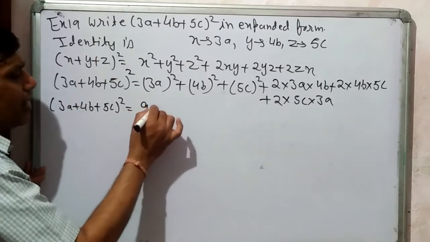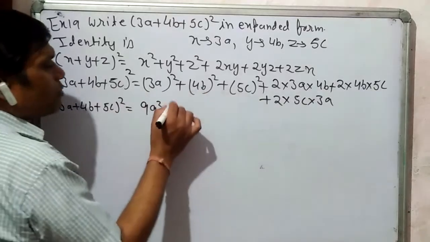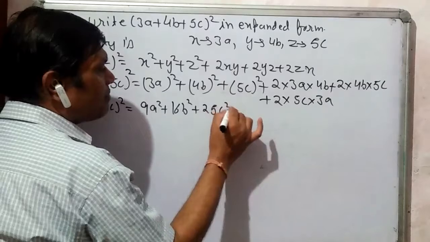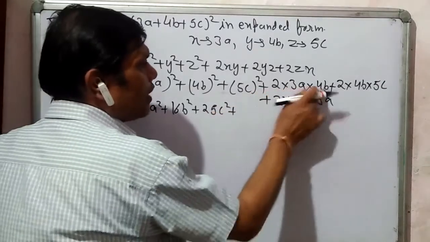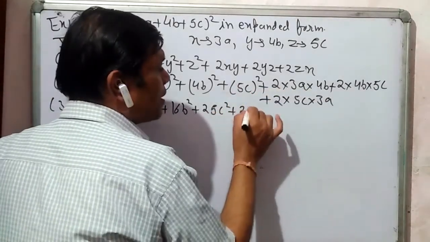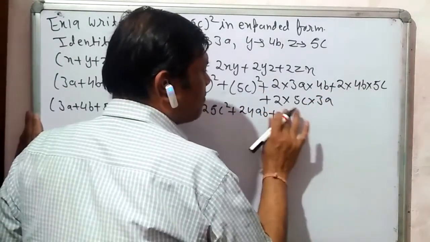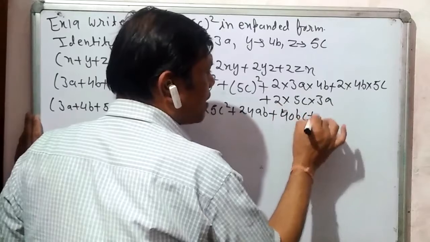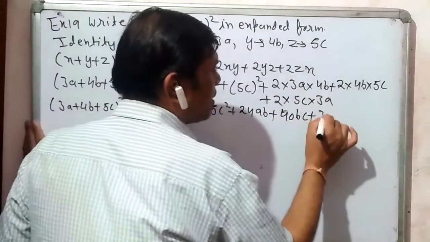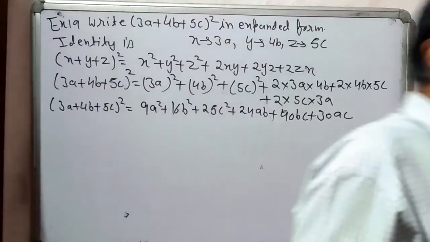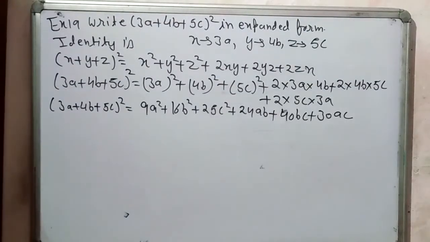3a square is 9a square. 4b square is 16b square. 5c square is 25c square. 2 into 3 into 4, 2 threes are 6, 4 sixes are 24ab. 2 fours are 8, 5 eights are 40bc. 2 fives are 10, 3 tens are 30. AC or CA both are one and the same thing. So this solves this particular example using identity number 5.